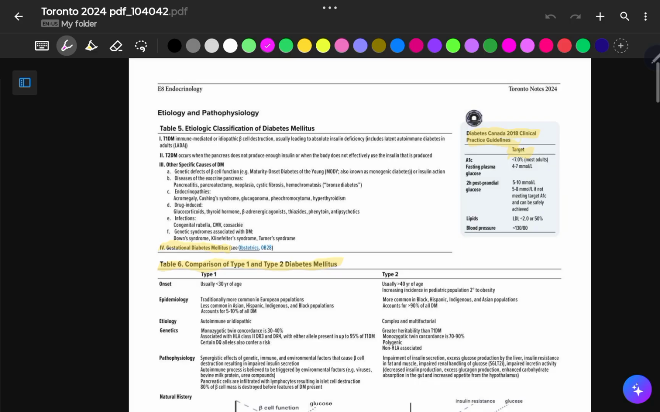So the Diabetes Canada Clinical Practice Guidelines say your HbA1c needs to be less than 7.0% for most adults. Your fasting plasma glucose, you want it between 4 and 7. Your 2-hour postprandial glucose, when you give 75 grams and then test the glucose later, you want it between 5 and 10. Remember, 11.1 or above is diagnostic. Your LDL you want to be less than 2, or a 50% reduction. Blood pressure in a diabetic patient you want to be less than 130/80.